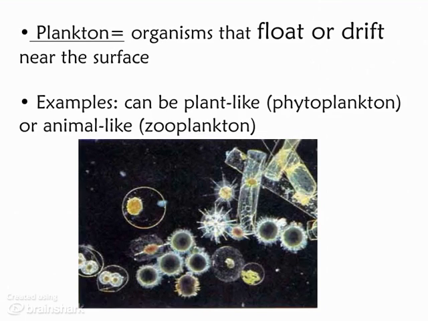The first one is plankton. Plankton are any organisms that float or drift near the surface. These organisms can't move themselves like other organisms can. They don't have fins or flippers, so they can't move at their own free will. They depend upon the waves and the currents to move them around. And there are two types of plankton, and you see them here. Plankton can either be plant-like, those are called phytoplankton, or they can be animal-like and called zooplankton.